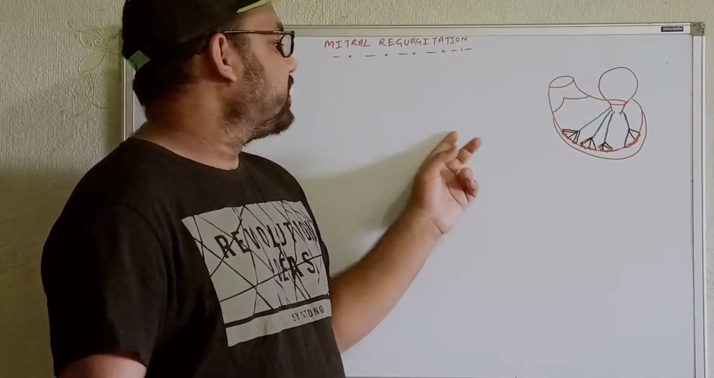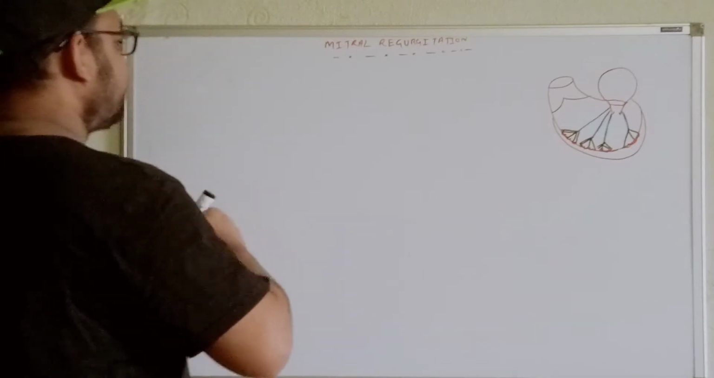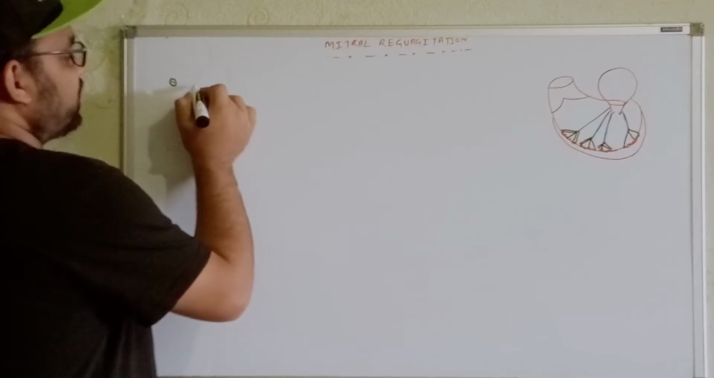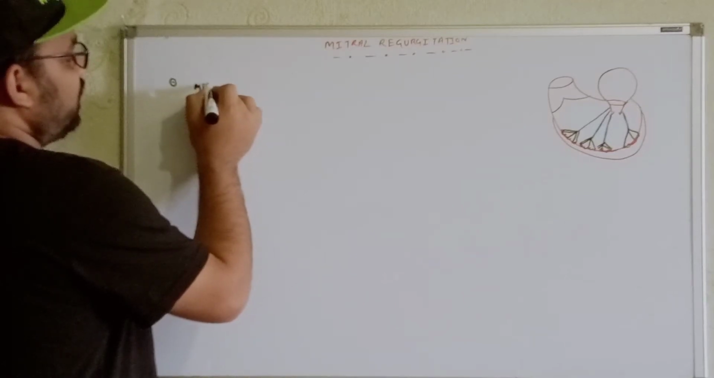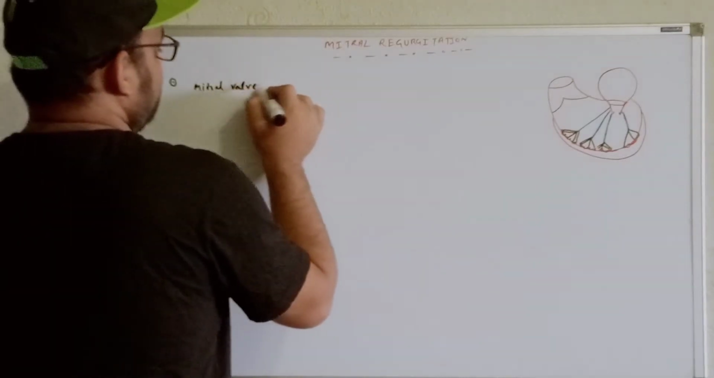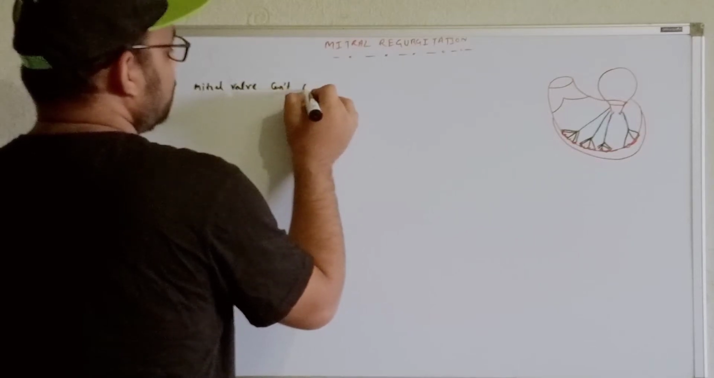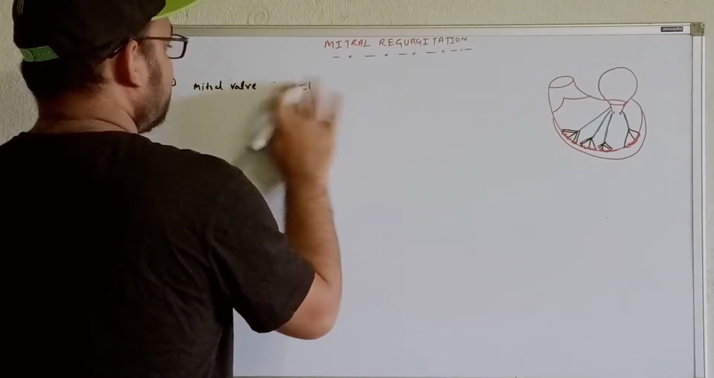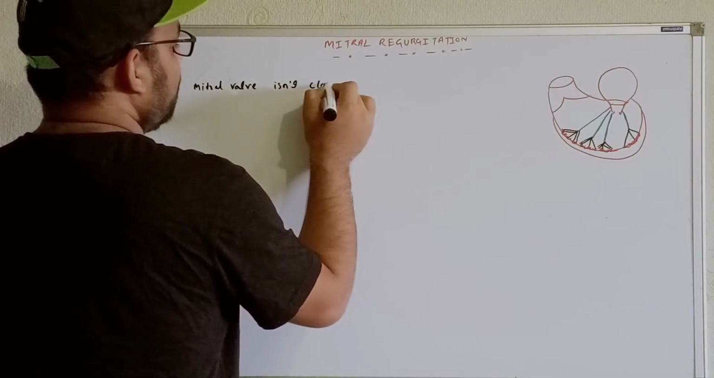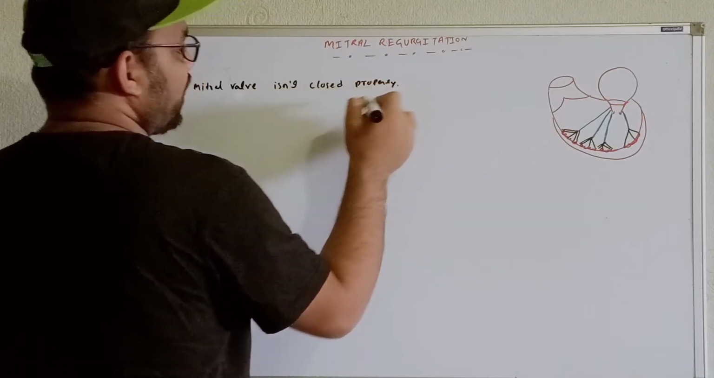So regurgitation means the valves are not able to close. For example, we are talking about mitral regurgitation, so we can write it over here: the mitral valve can't close, or the mitral valve isn't closed properly. So what are the reasons? We'll talk about all these things in detail.